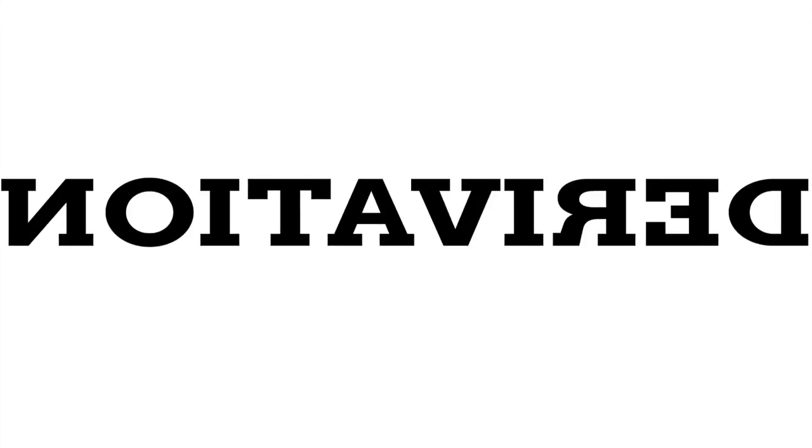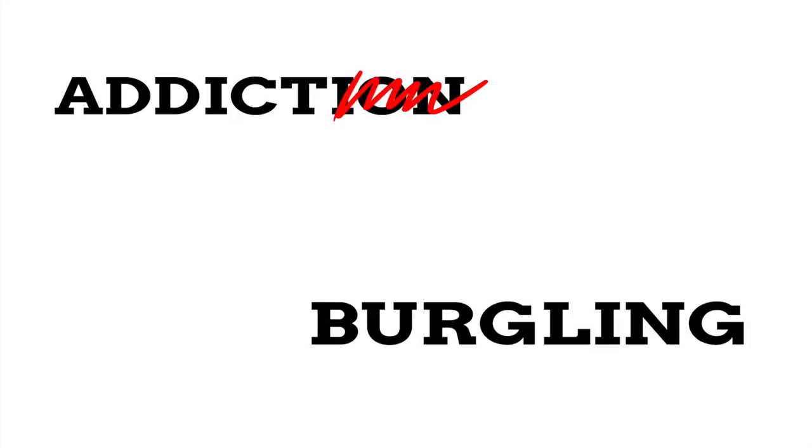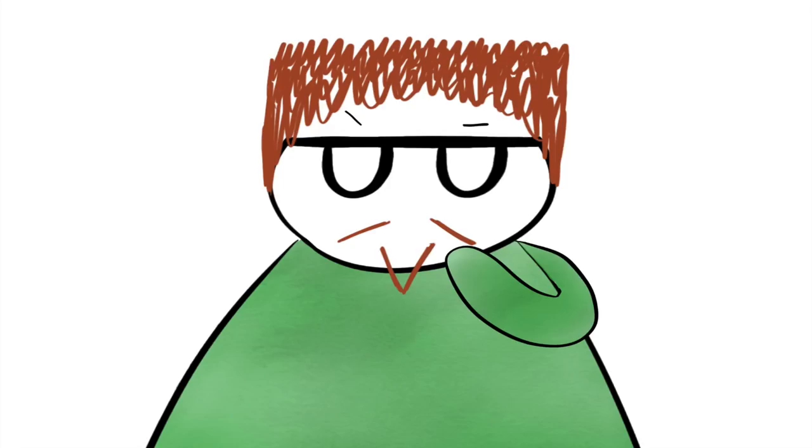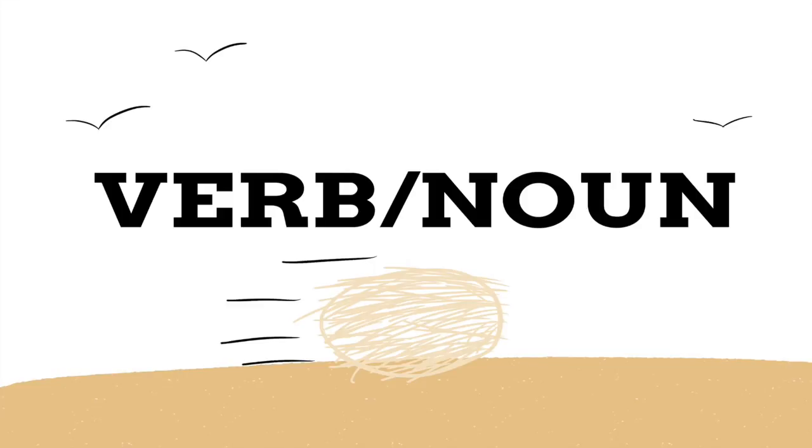Okay, moving on. Derivation can also be kind of done the other way around with back formation, taking away prefixes and suffixes from words that sort of had them initially. So addiction becomes addict, burgling becomes burgle, and so on. These tend to not change the word class like derivation, but I couldn't think of anywhere else to talk about these in the video. We can also change a word's class by doing literally nothing to it.